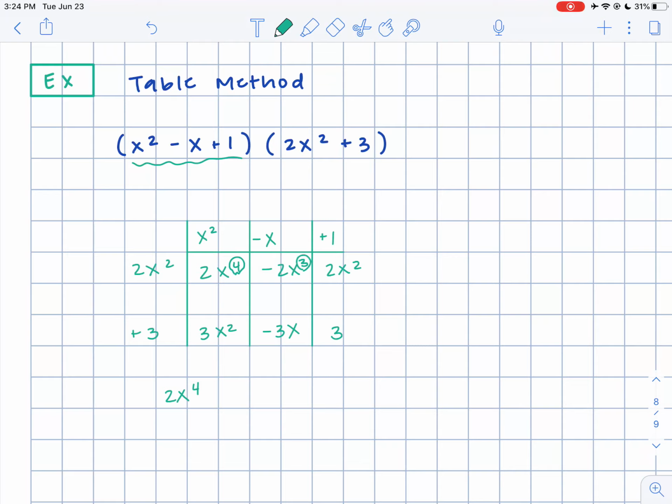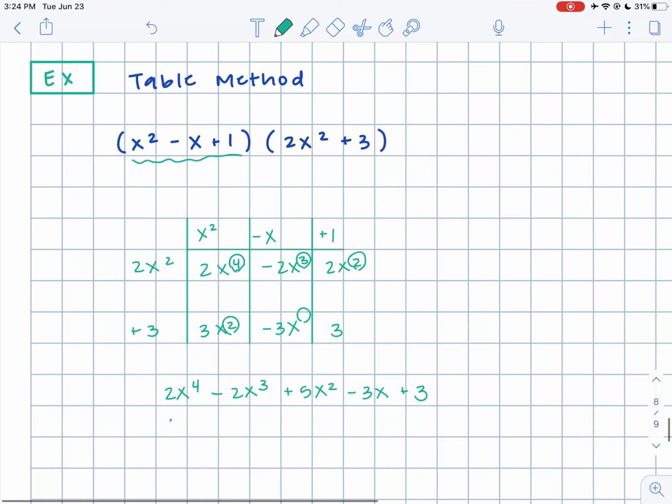Next highest degree is 3. So it's minus 2x cubed. Now I don't see like terms, so let's move on. Next highest degree, 2. I also see a like term because they both have the same degree and variable. So now we can combine 2x squared and 3x squared to give us 5x squared. Next, we have negative 3x with a degree of 1. And finally, our constant, which is a degree of 0. So this is our final answer, a polynomial written in descending order.